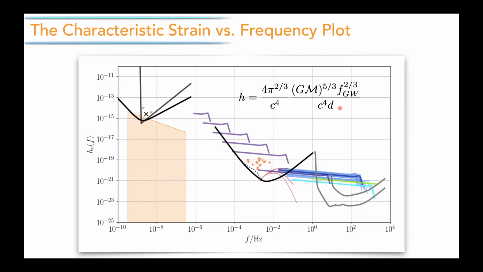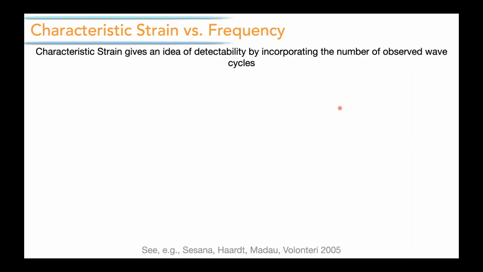The whole point of this comparison is to show that this characteristic strain is not the same strain that we've been talking about this whole time. It's a different type of strain that builds in this idea of detectability. Because you can estimate the energy in your total signal is not just the strain at some time, but the strain times the number of cycles that you accumulate. If you see this oscillation for many cycles, you'll get a higher signal.